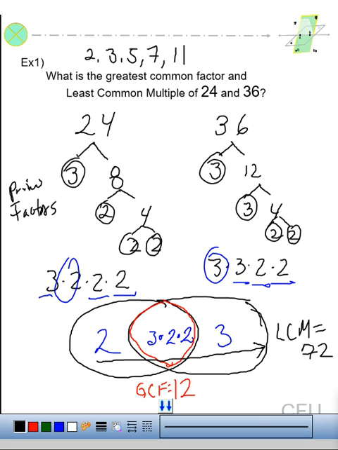I know we're revisiting stuff that you did in the past, but here we're connecting 2 things, the GCF and the LCM. But we're using the Venn diagram. I want to make sure that you understand how to use that. Copy that, please.